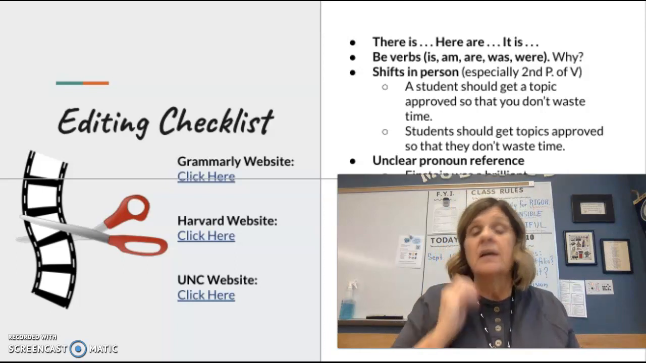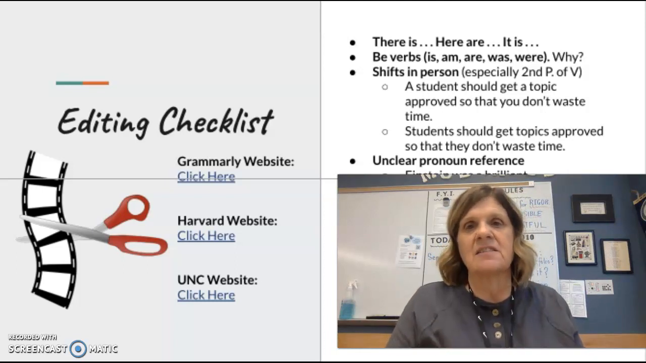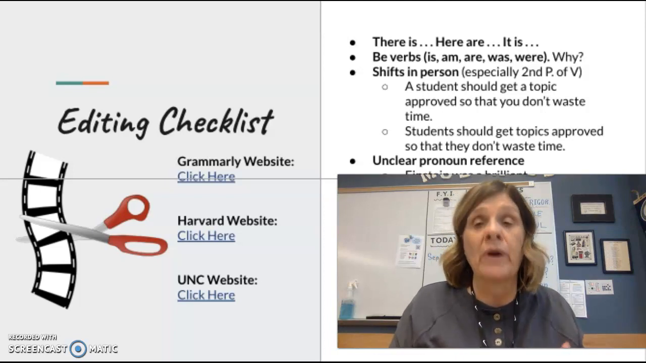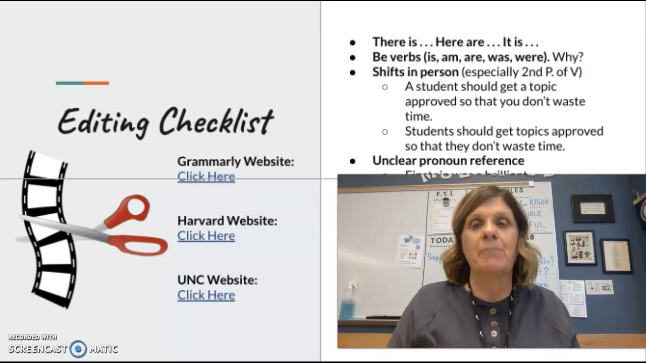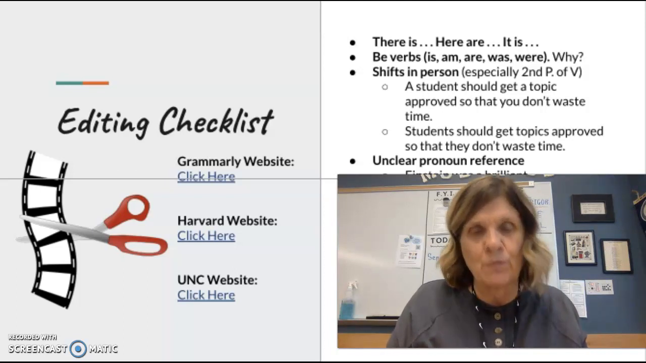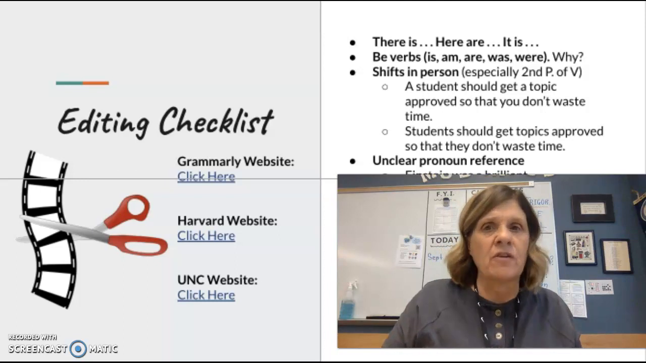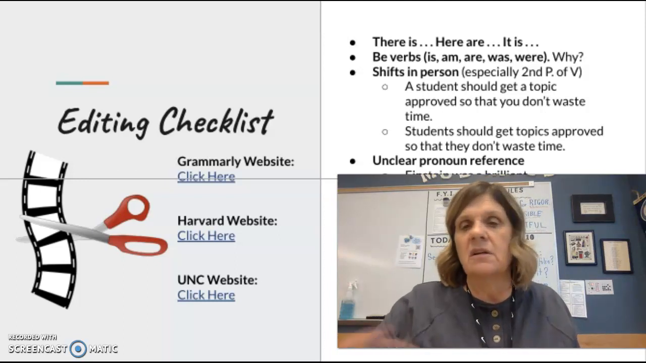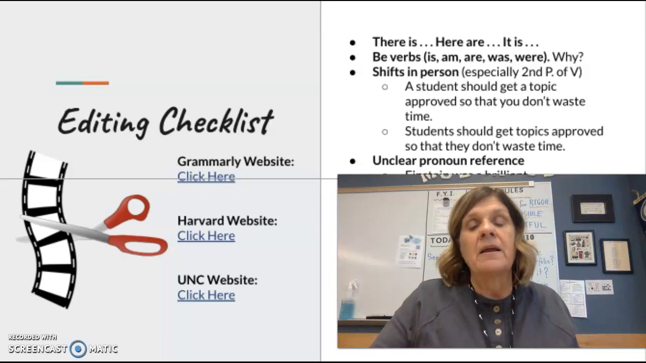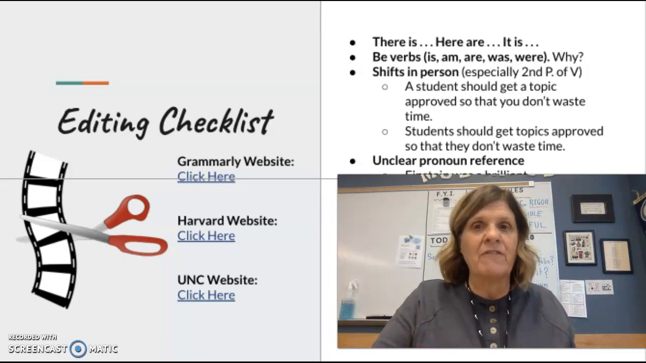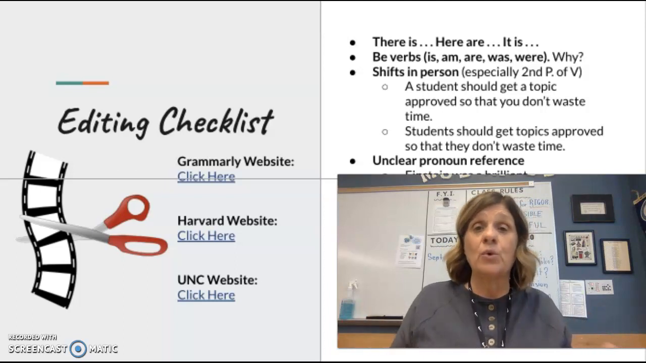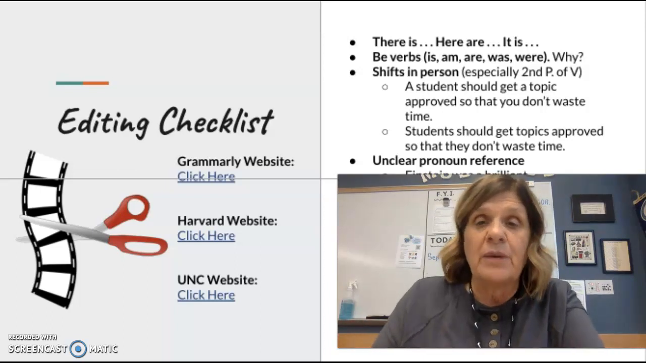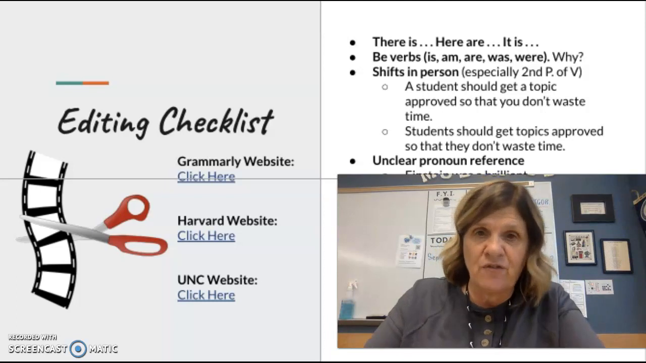The first one, excessive sentences that start with there is, there are, it is. Talk about boring your reader. You don't want to do that. The next one, excessive be verbs. The verb's the most important word in your sentence, and if that's your verb, they're lackluster. The next one is shifting in point of view. You write it in first person, then you shift to second person with a lot of yous. And anyway, jumping around with the narrator's voice.